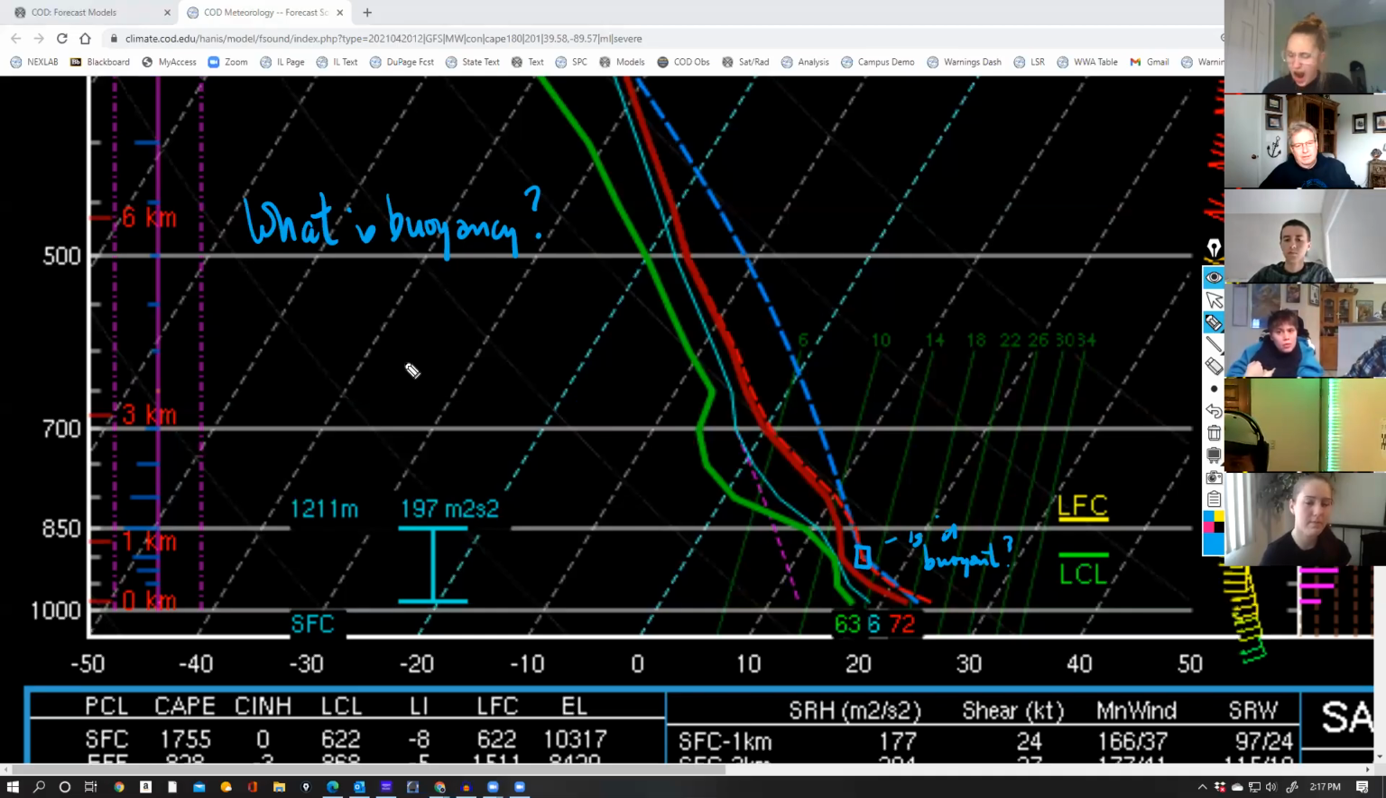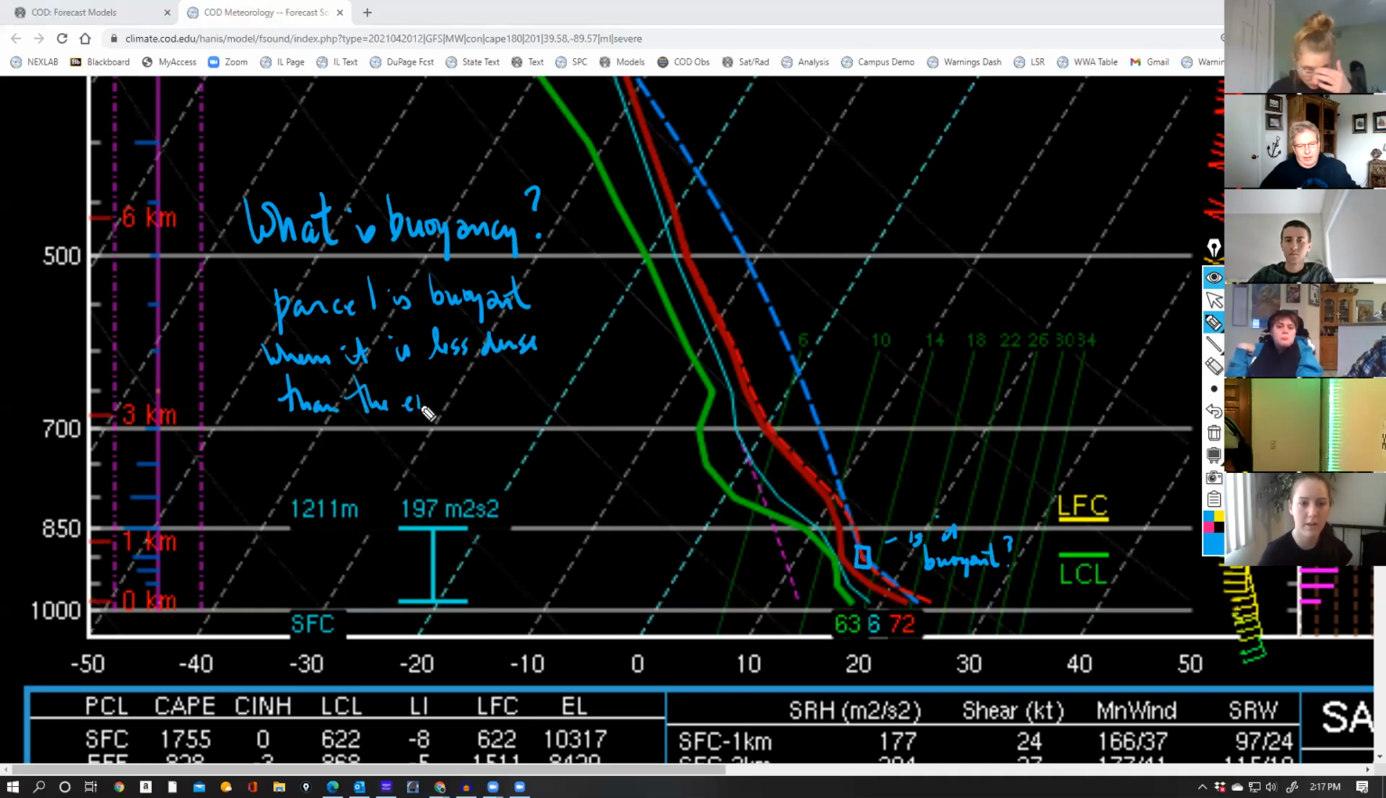And what does that mean? Is it when the parcel is less dense than the environment? It is less dense than the environment.